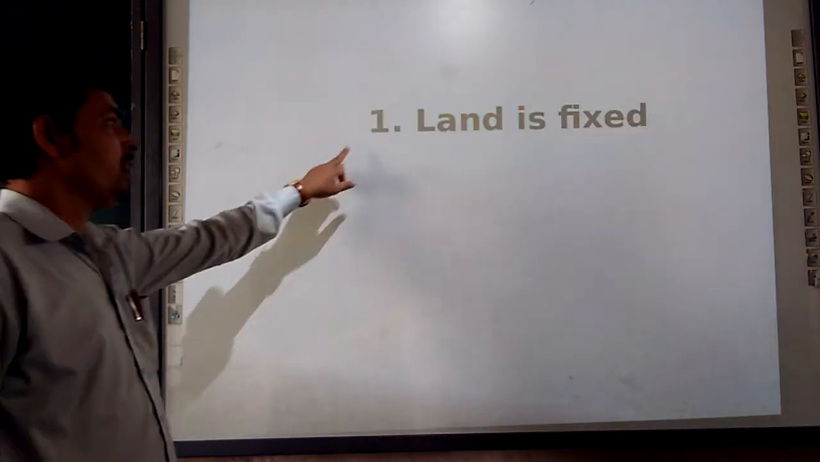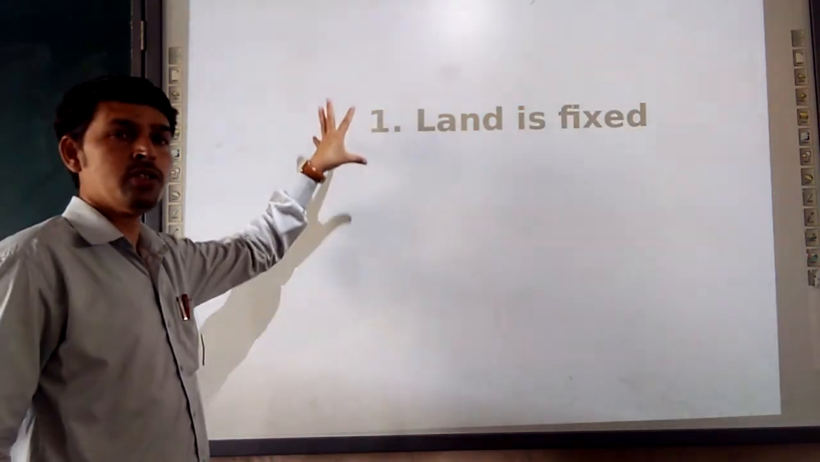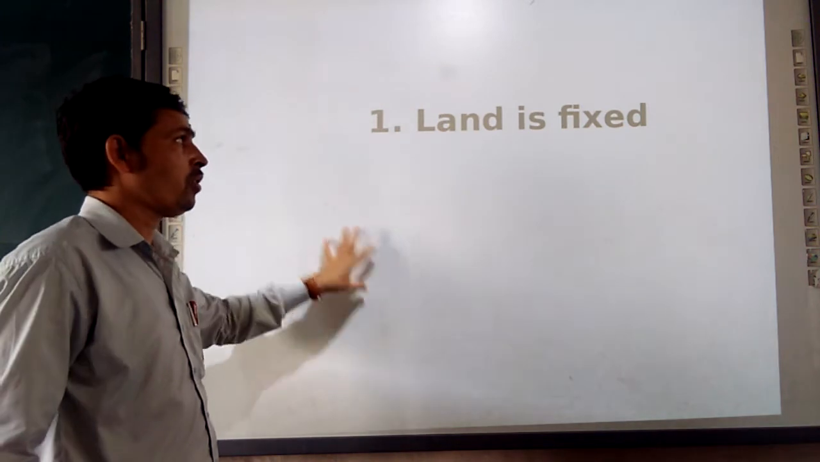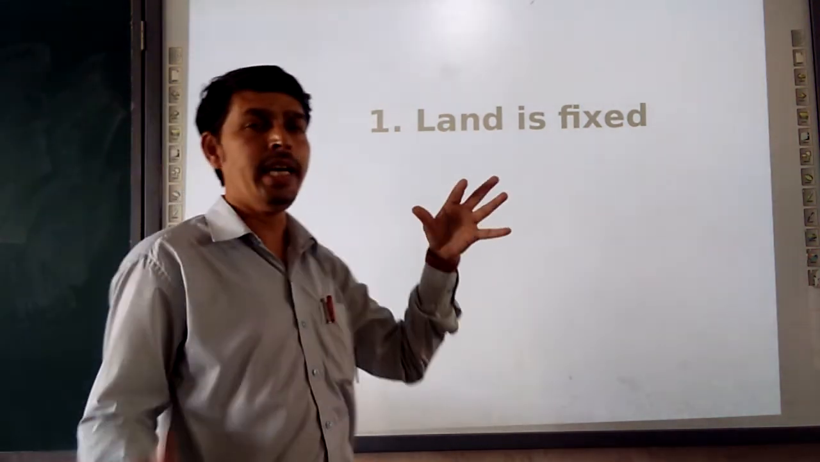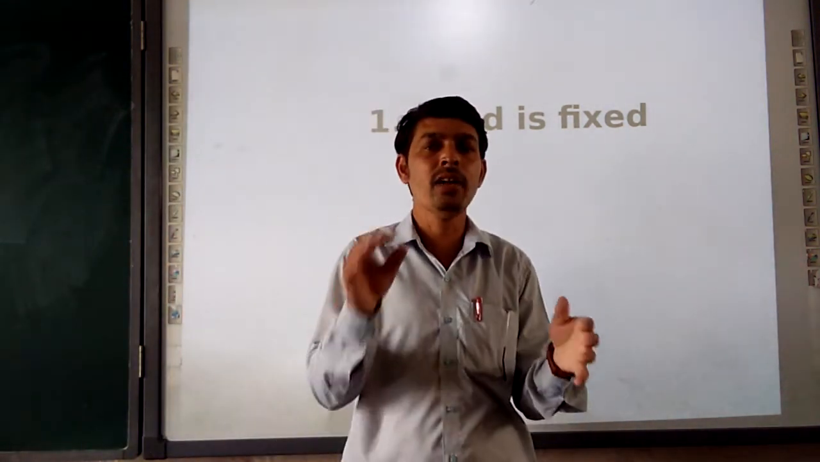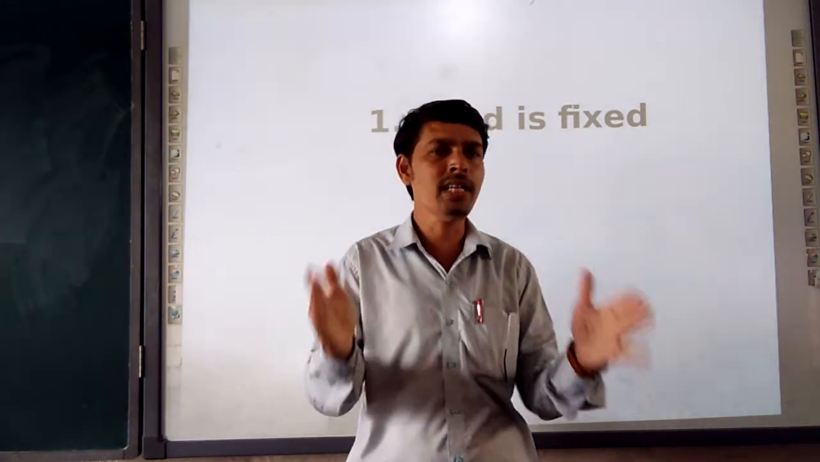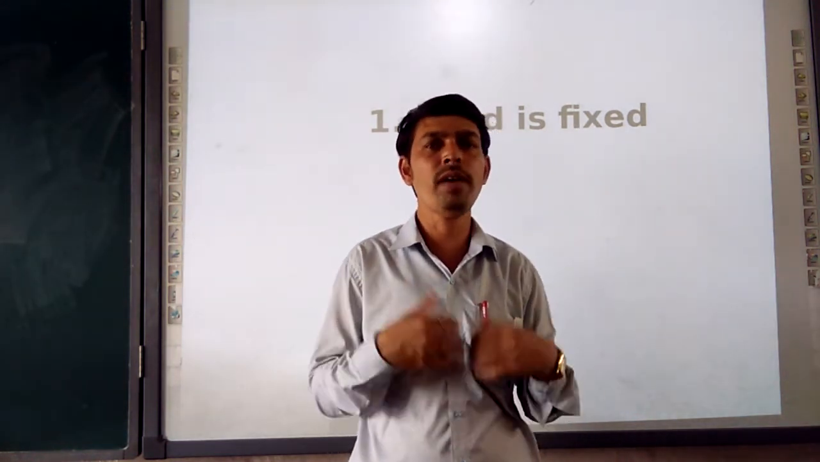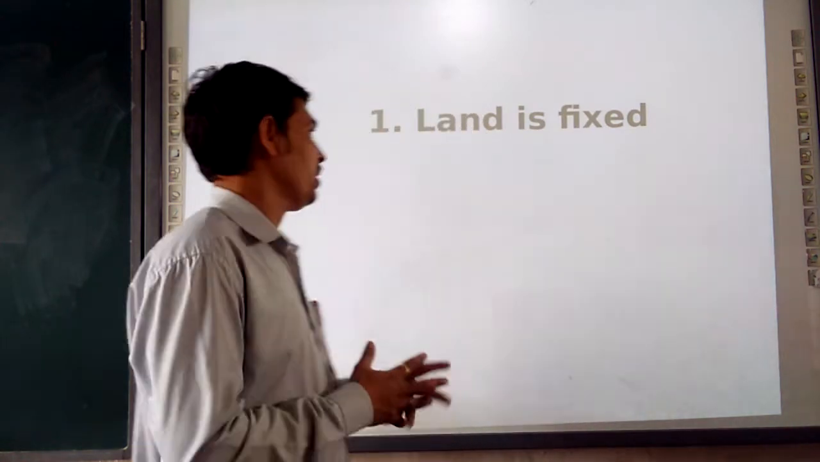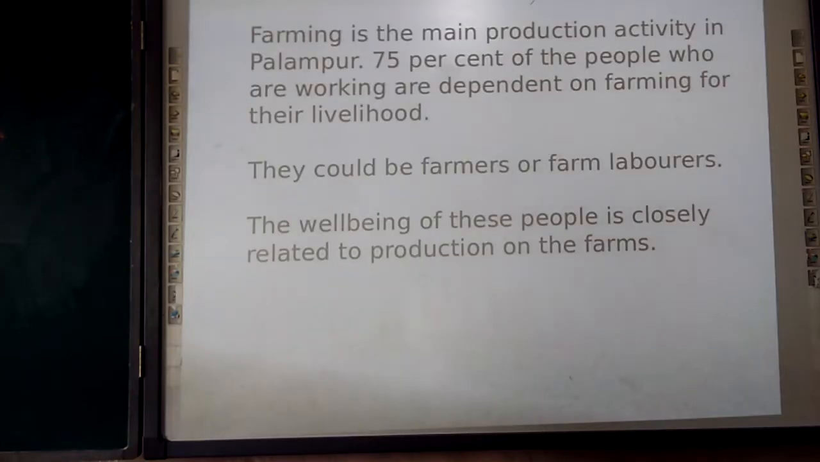Next, land is fixed. So the major point in the village Palampur is the land. On the land, the farmers are doing farming. The land is fixed over there. So how to get more production from that land? Let's see.